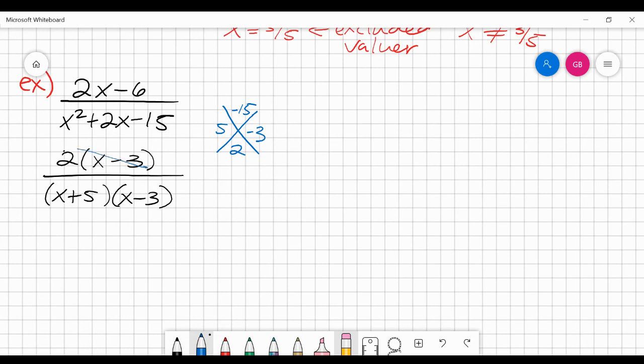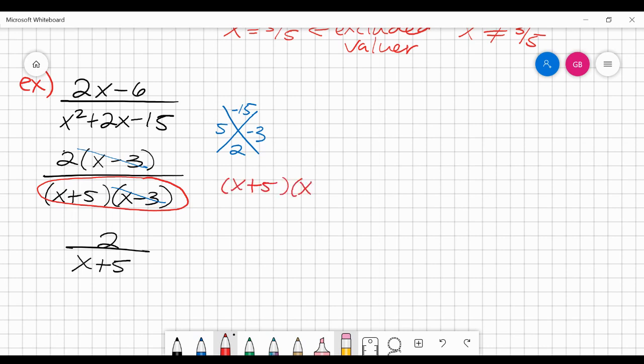Now you could cross out x minus 3 because they're the same. So your simplified version is 2 over x plus 5. Now, when you're looking for the excluded value, you want to see when the denominator is 0 and you want to use the factored form, okay? Because there may be more than one excluded value. So when does x plus 5 times x minus 3 equal 0?